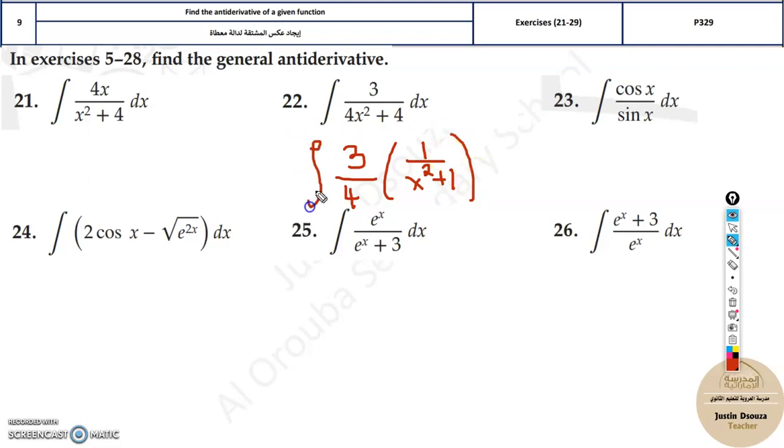Now I hope you recall 1 by x squared plus 1, or 1 by 1 plus x squared, is tan inverse. If you're integrating it, 3 by 4 is a constant number, leave it as it is. This will become tan inverse of x. Now don't forget to write plus c. Very simple, we have seen this before. Now this is okay to solve, but what about this one?